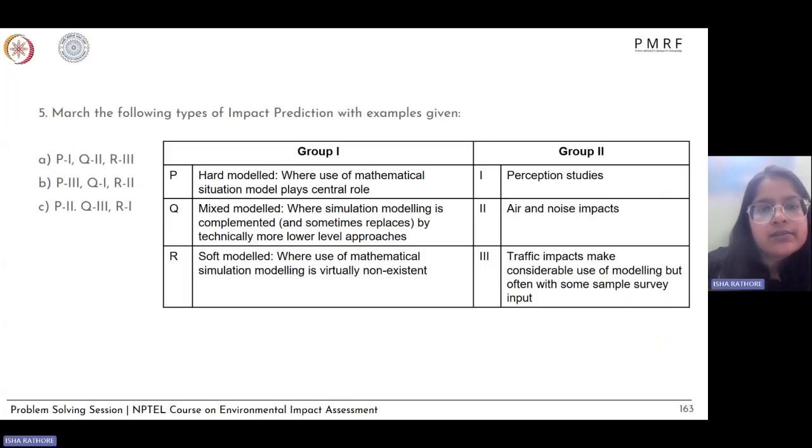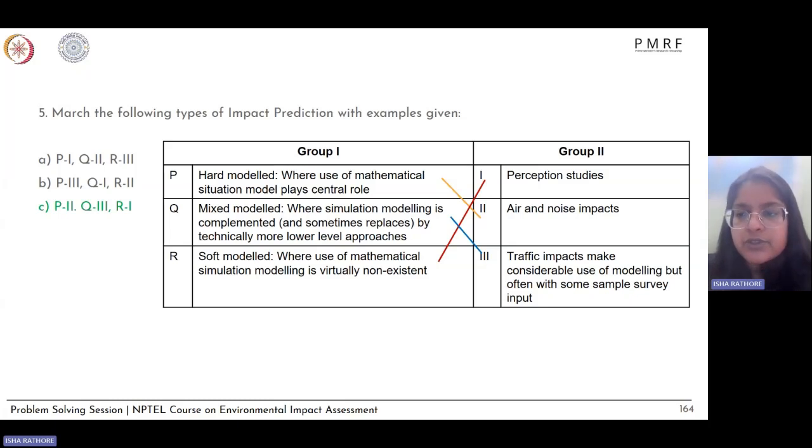Moving on, match the following types of impact prediction with examples given. So we have impact prediction models and the examples which are used for these kinds of impact prediction models. The correct answer is C. So the hard model, where use of mathematical simulation models plays a central role, is used for impact predictions in air and noise scenarios. The mixed model, where simulation modeling is complemented and sometimes replaced by technically more low-level approaches, is used for traffic impacts.